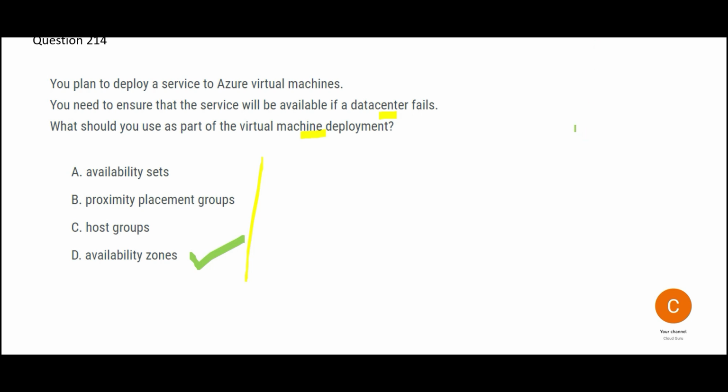So whenever you want to make it foolproof against the failure of a data center, then you should deploy that on various availability zones. AZs come with their own data centers. So if one data center fails in an AZ, you can still have the service running from another AZ.